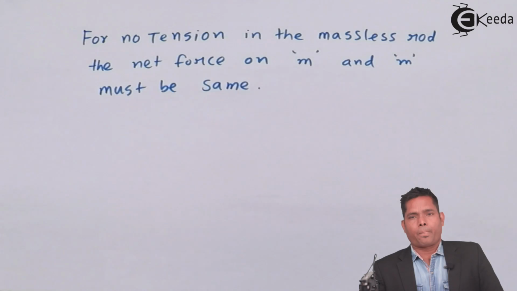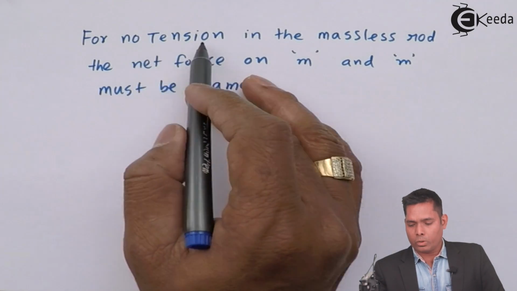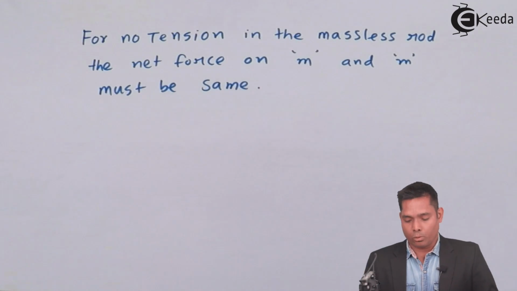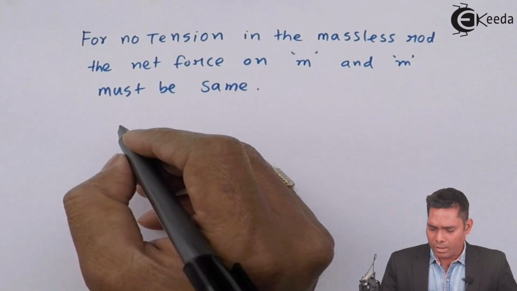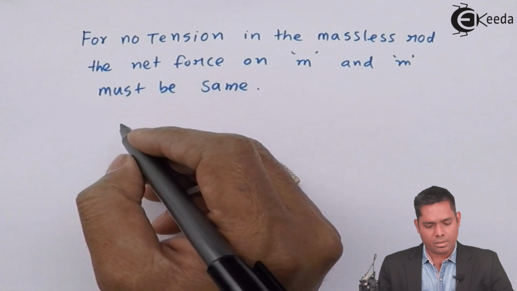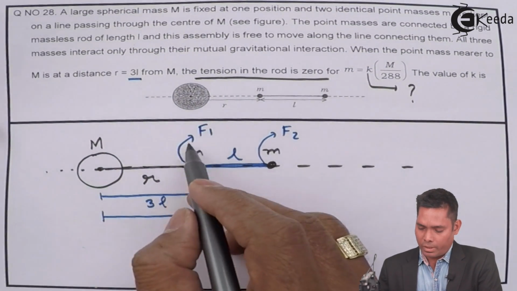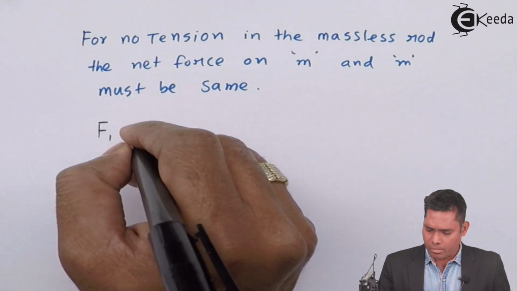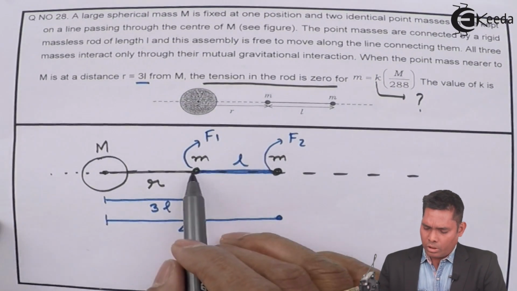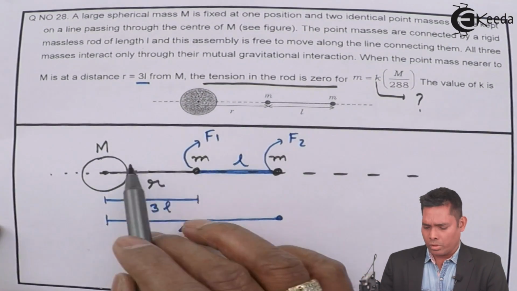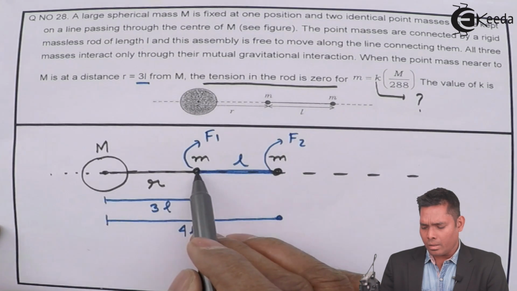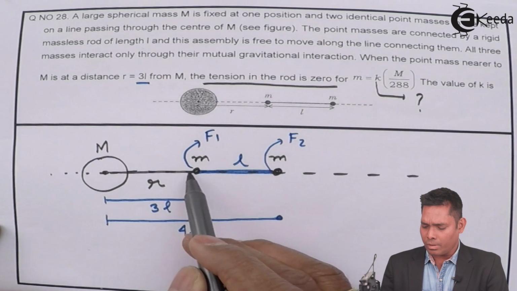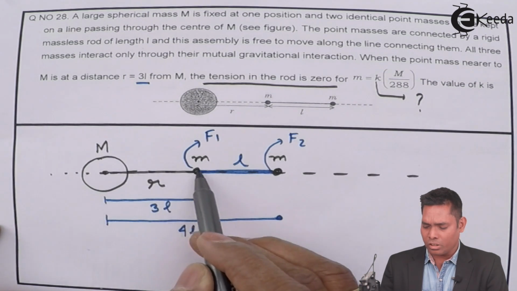The net force must be the same. So to have no tension, or zero tension, the net force on both the masses should be same. What is the net force on the first mass? We have called it F1. And what is that F1? That F1 must be equal to, this mass is subjected to two forces. This mass will exert a force in this direction towards right, and this mass will exert a force towards left on this mass.